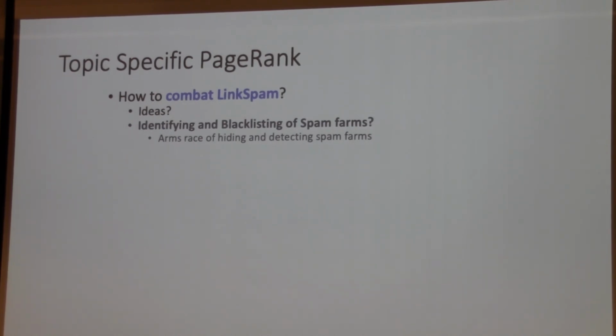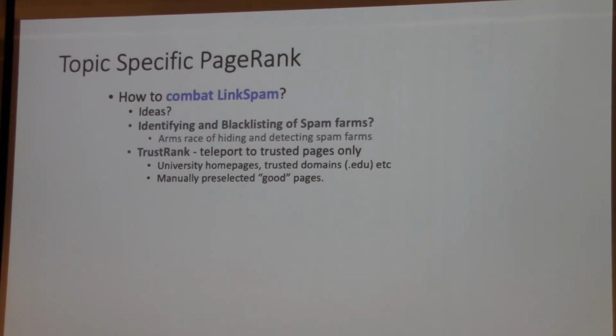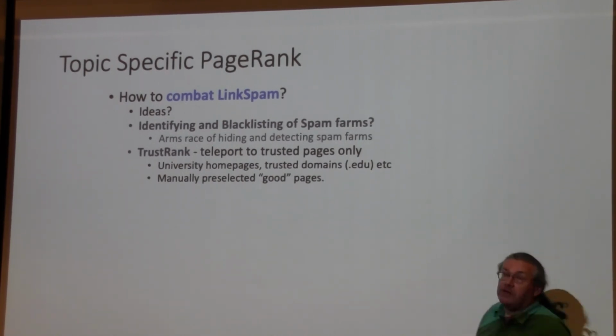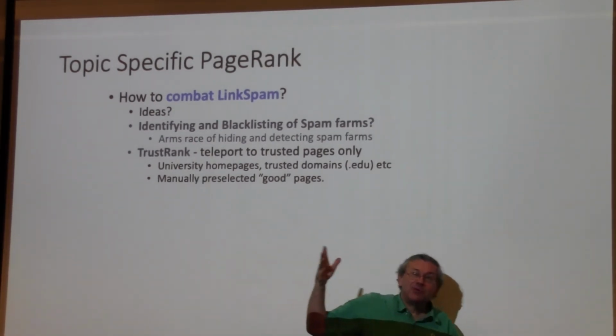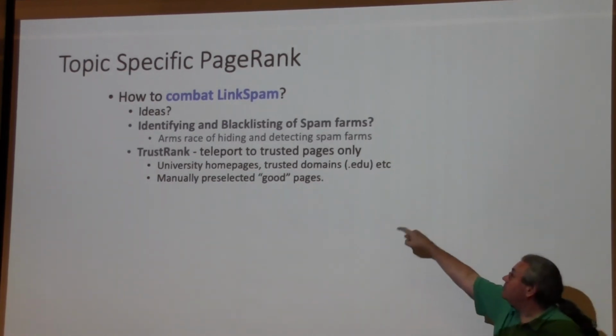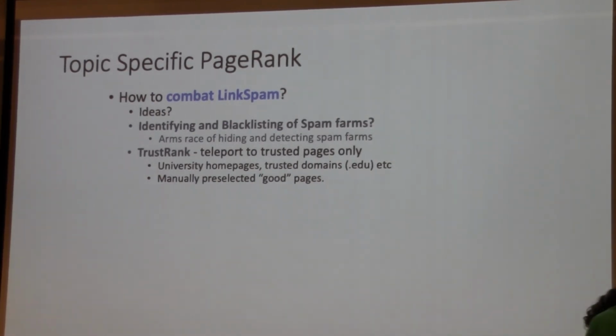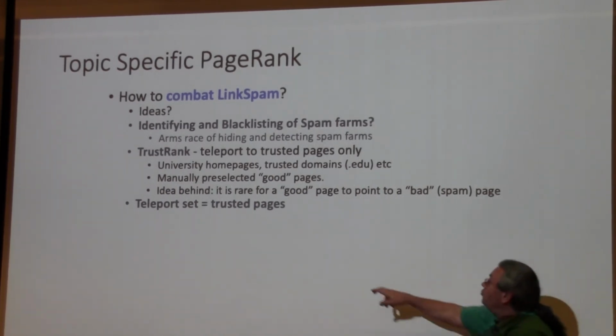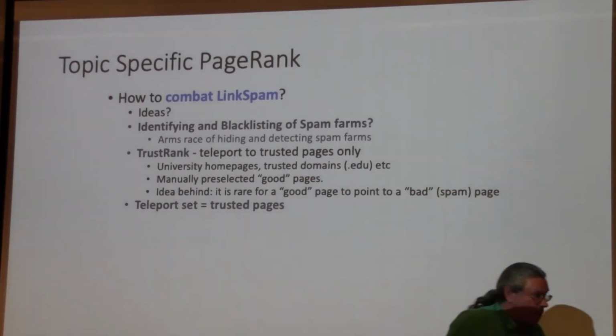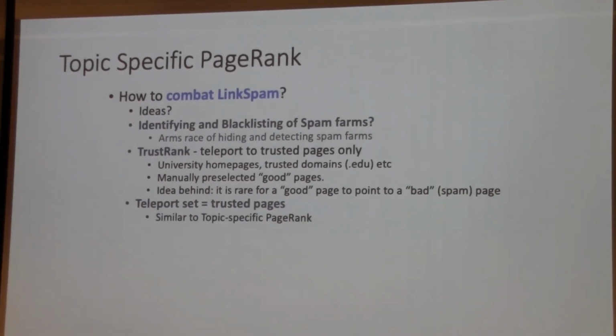They can blacklist spam farms. Or you can do an algorithm called TrustRank. You teleport only to trusted pages. Some pages are usually very good, like university home pages tend to be quite good. EDU domains tend to be good. Or you can add good pages. And it's very rare for a good page to point to a bad page. So one way of fighting spam is that you don't just teleport everywhere, but only to trusted pages.